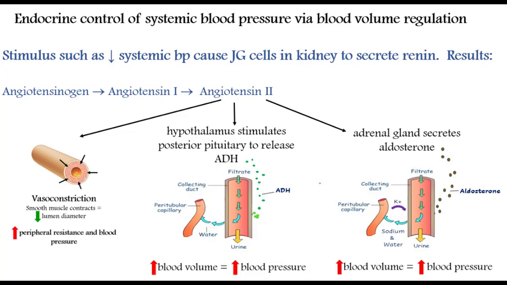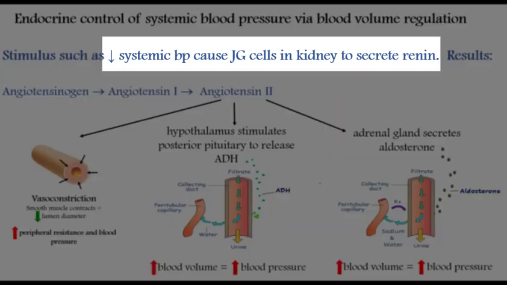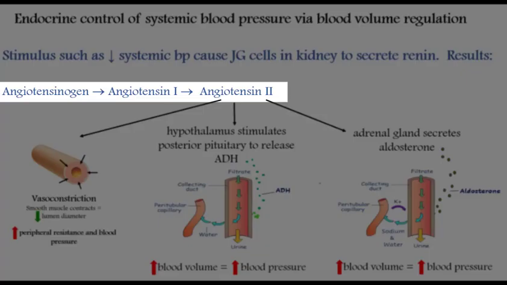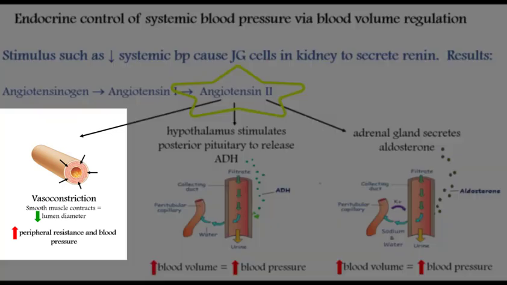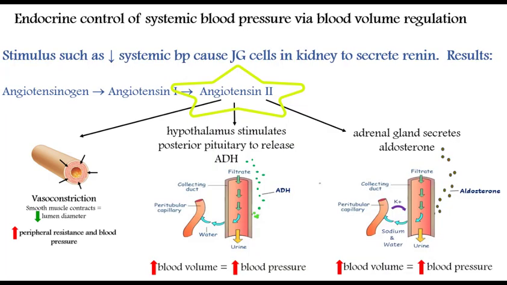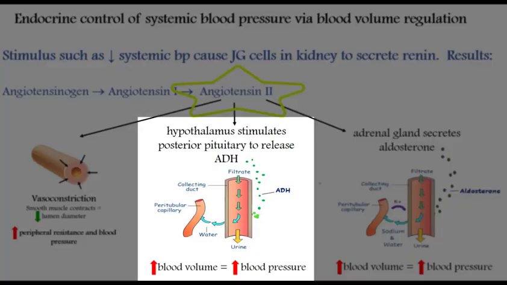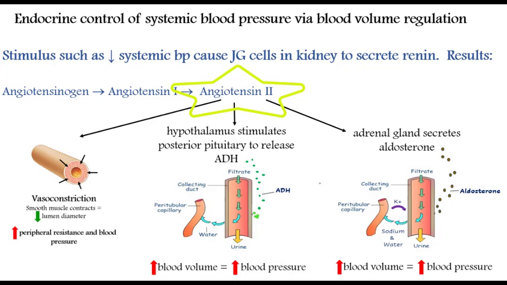As an example, when systemic blood pressure decreases, the kidneys secrete renin. Renin causes a cascade of events that leads to the production of angiotensin II. Angiotensin II itself causes systemic arteries to constrict, which increases blood pressure. But it also causes the release of ADH, which results in the kidneys reabsorbing more water, which increases blood volume.